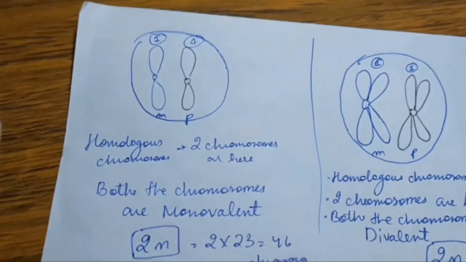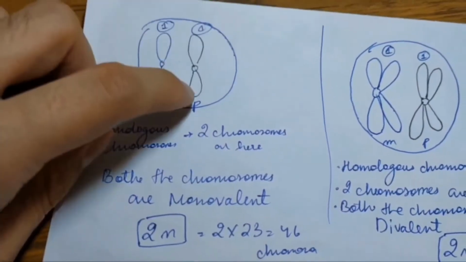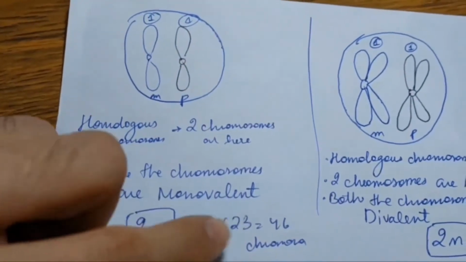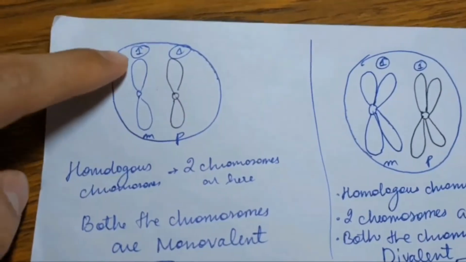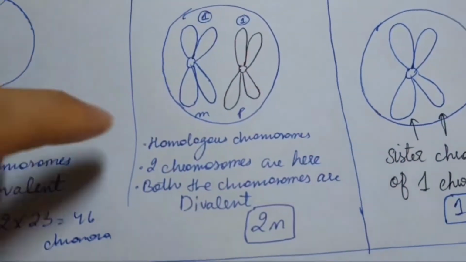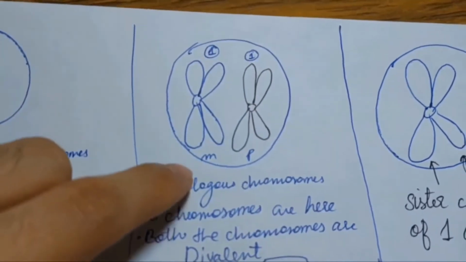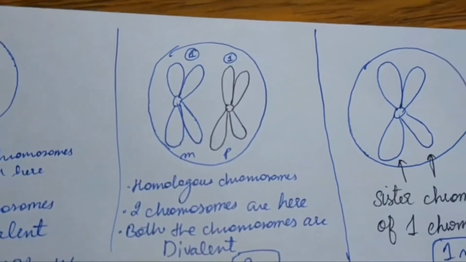And here the total genetic material, we will assume it as 2n, because this represents 23 pairs of maternal chromosomes and this represents 23 pairs of paternal chromosomes. So 2 into 23, 46 chromosomes are present in this cell. For example, now we are just depicting one pair of homologous chromosomes and they are monovalent. In this example here also we have chromosome number 1 and chromosome number 1, maternal and paternal, so they are homologous chromosomes.